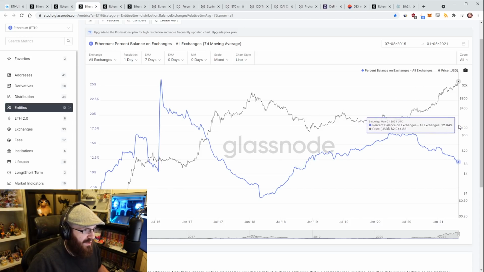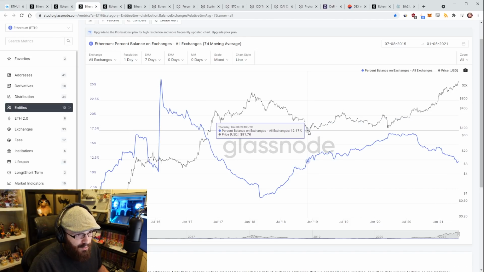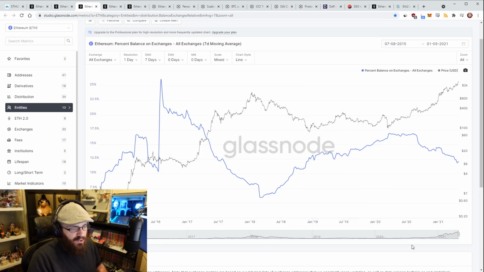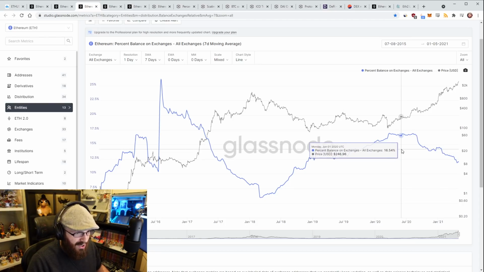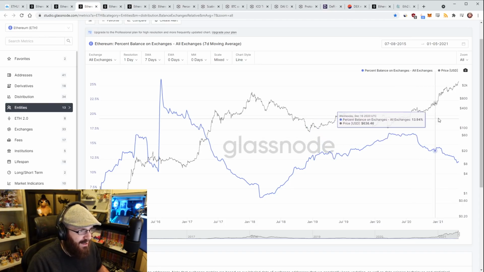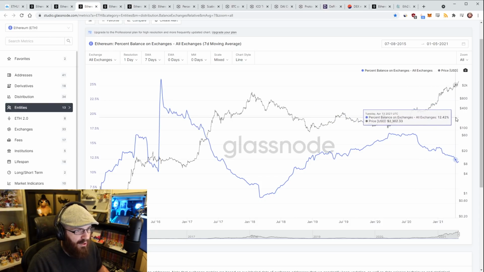So the percentage of ETH on centralized exchanges is around 12% right now. And the last time it was that low was back here in November of 2018. So obviously people are looking at this as a really bullish signal that ETH's coming off centralized exchanges, which means it's going into cold storage and all that sort of stuff. And you can see there's a very clear correlation, at least lately, between the price going up and ETH going off exchanges.